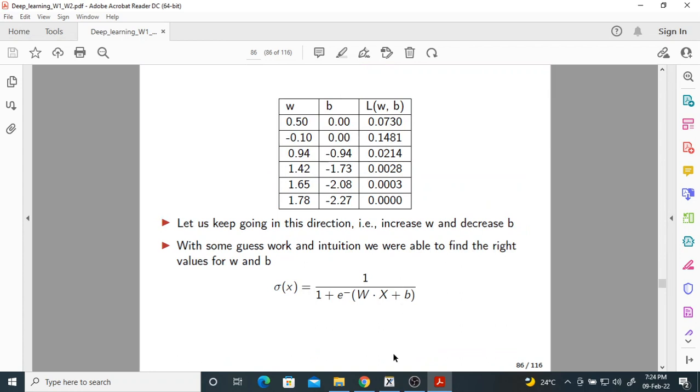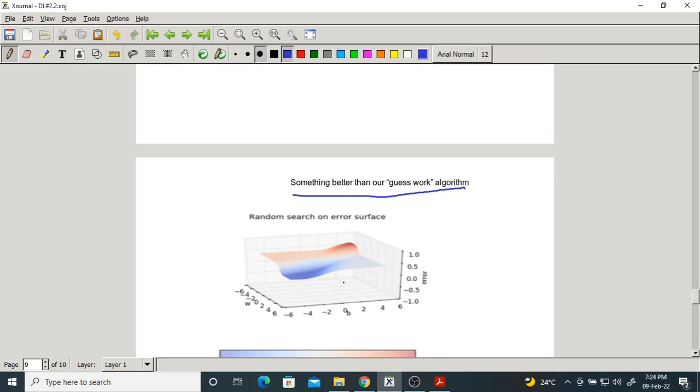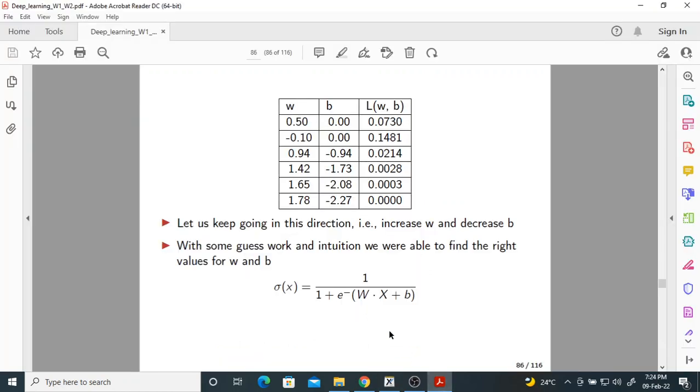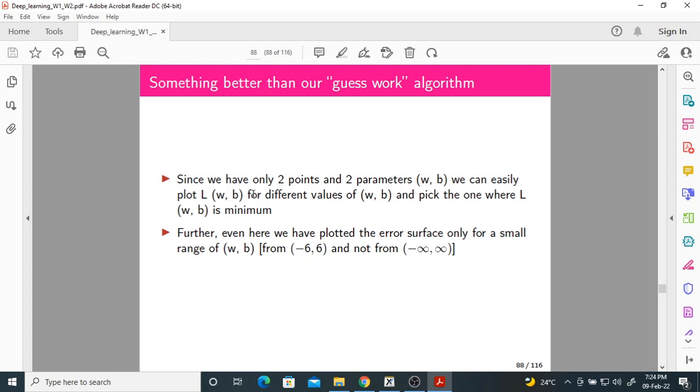Okay, but so instead of taking a few values, let us take all the values of W and B in a certain range. We can do so because we have 2 points and 2 parameters. What are the 2 points? Xi, yi. The 2 parameters are W and B. We can easily plot these values for different values of parameters. That is nothing but the error surface, which has already been discussed.